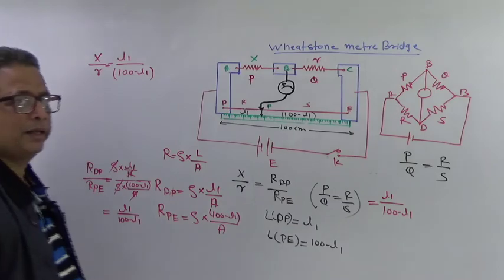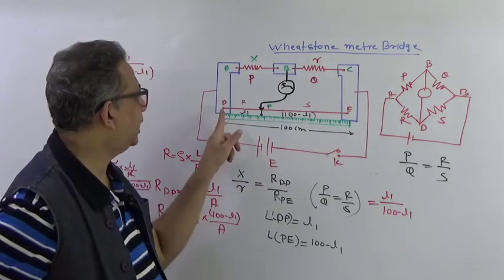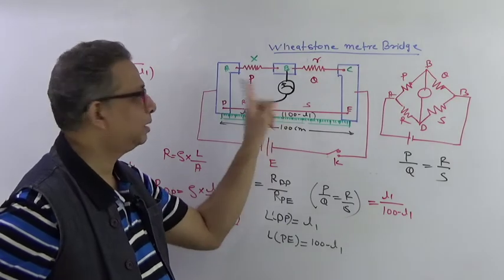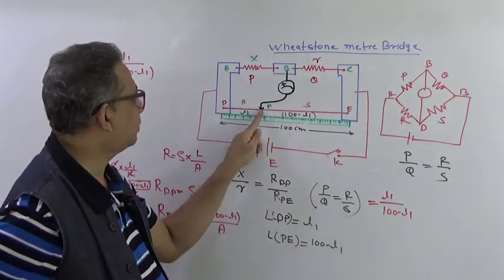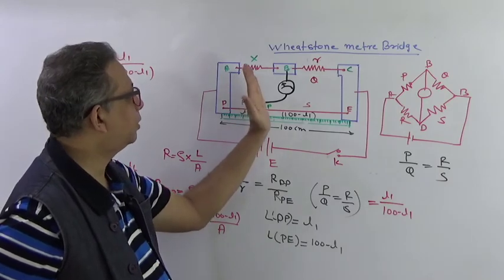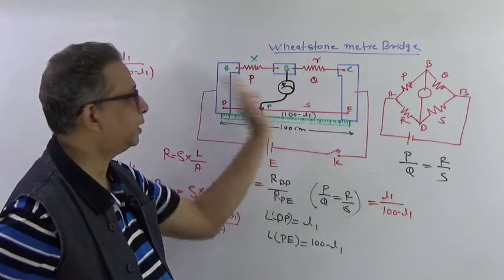This is the balancing length where the current in the galvanometer will be 0. At any other position other than this P, there will be some current flowing in the circuit. If I move this beyond P, the galvanometer will deflect on this side. If I take this beyond P, it will deflect on this side.